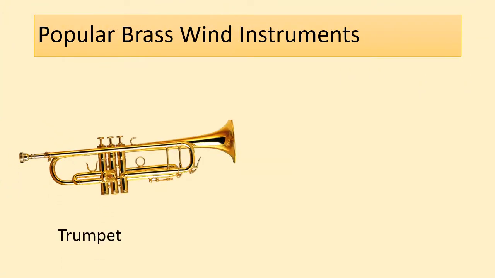The first one is the trumpet. The trumpet is a very popular brass wind instrument. It has three valves, and then it has a mouthpiece, and the bell usually is in front of the player. It just protrudes in front.